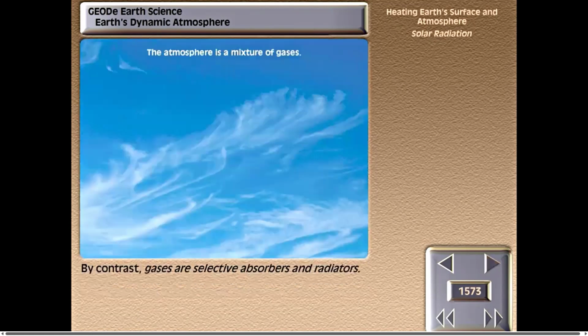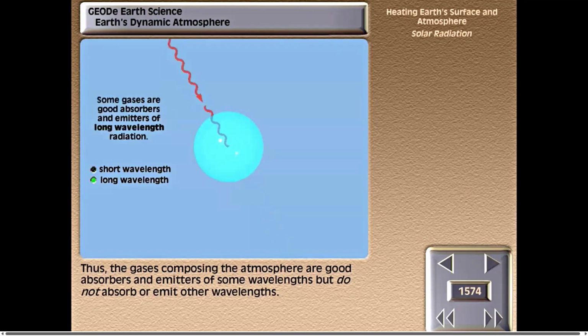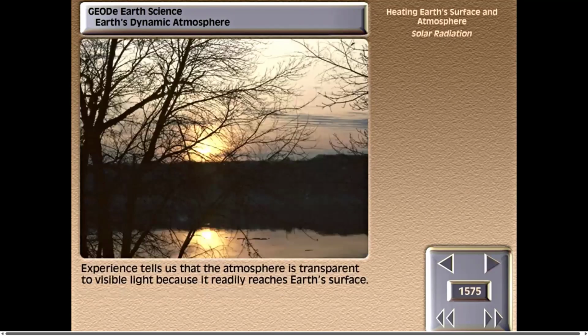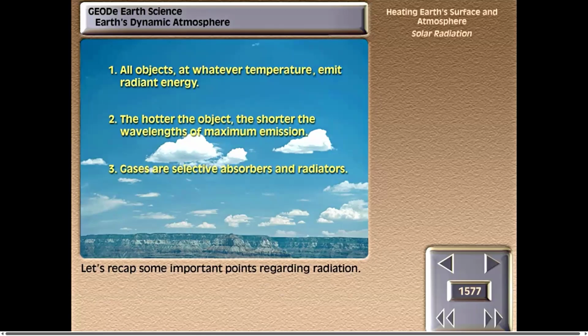By contrast, gases are selective absorbers and radiators. Thus, the gases composing the atmosphere are good absorbers and emitters of some wavelengths, but do not absorb or emit other wavelengths. Experience tells us that the atmosphere is transparent to visible light because it readily reaches Earth's surface. By contrast, the gases composing our atmosphere are capable of absorbing and emitting much of the longer radiation emitted by Earth. Let's recap some important points regarding radiation.